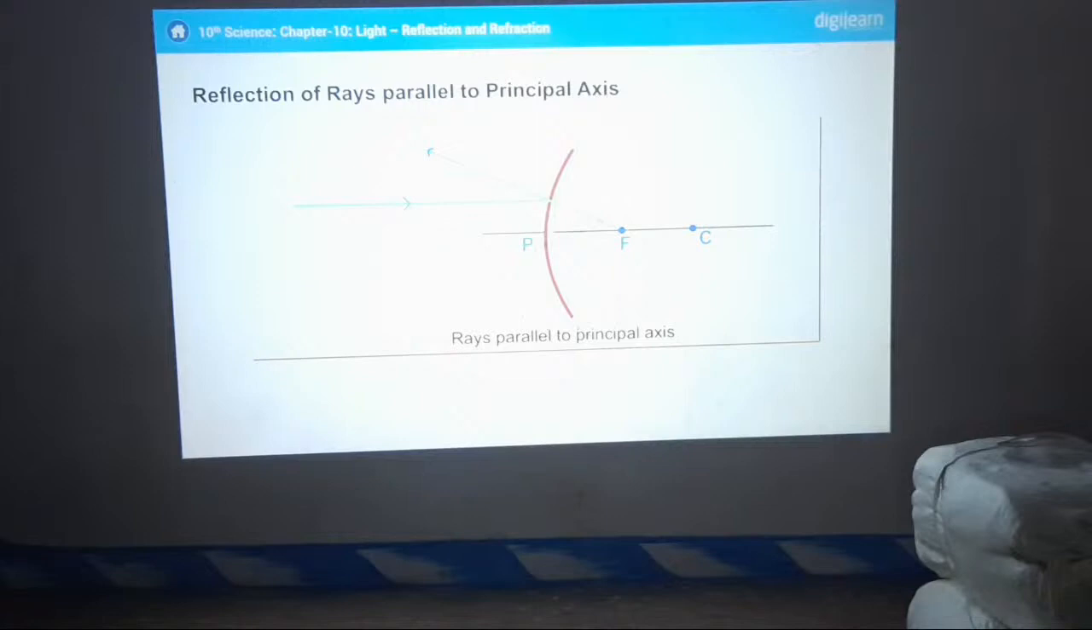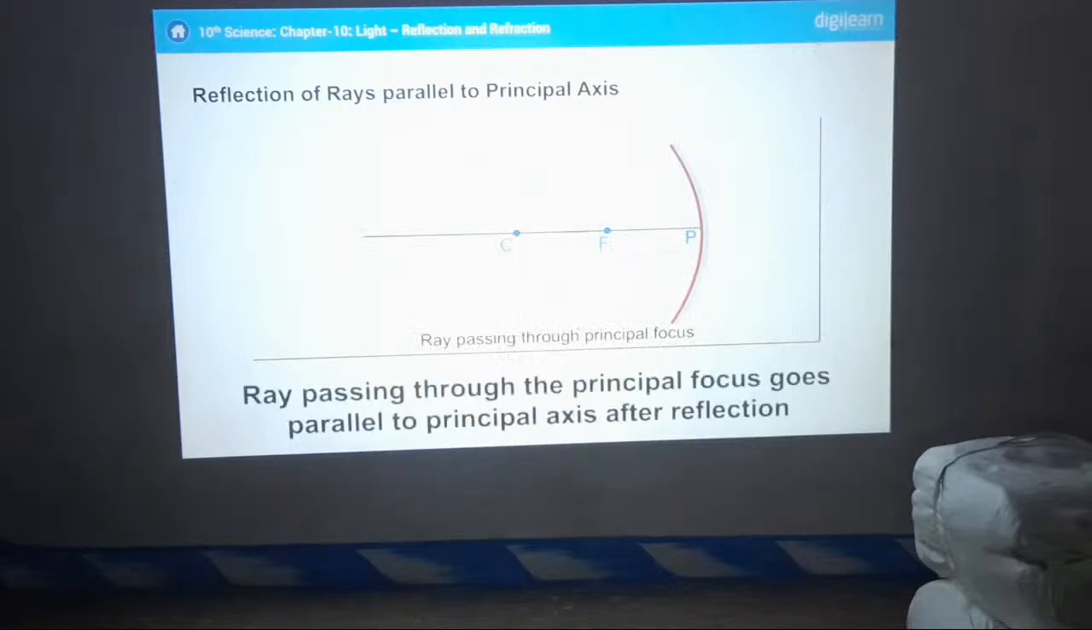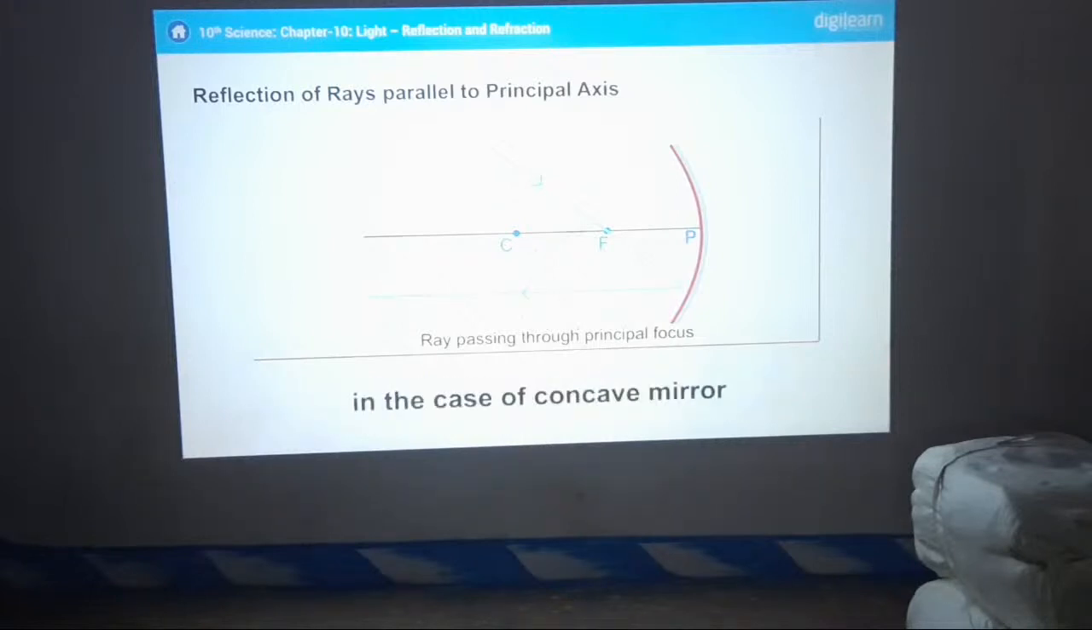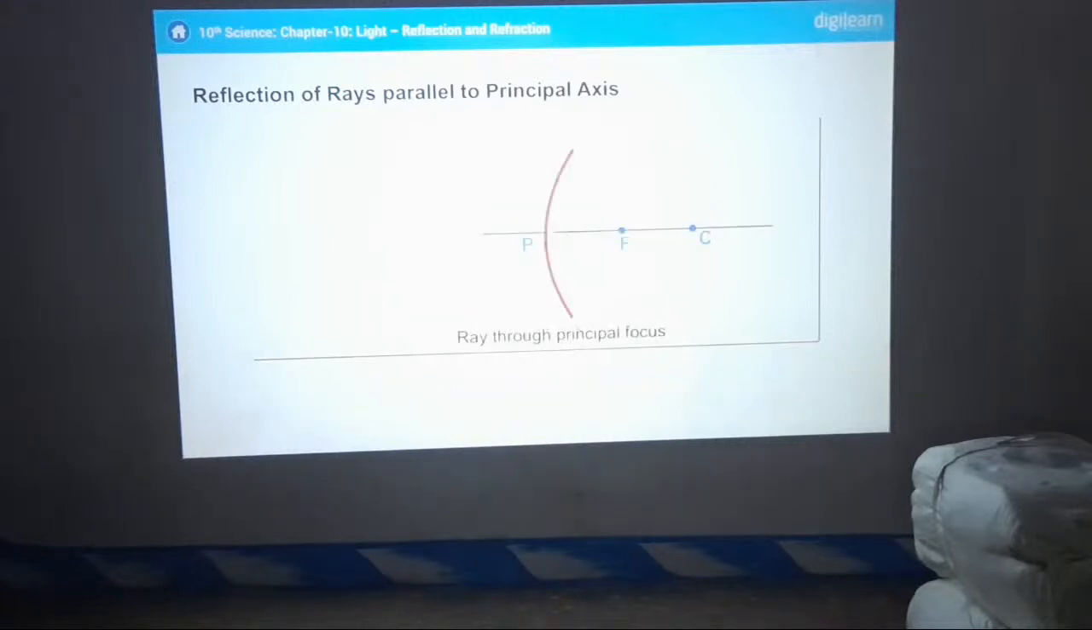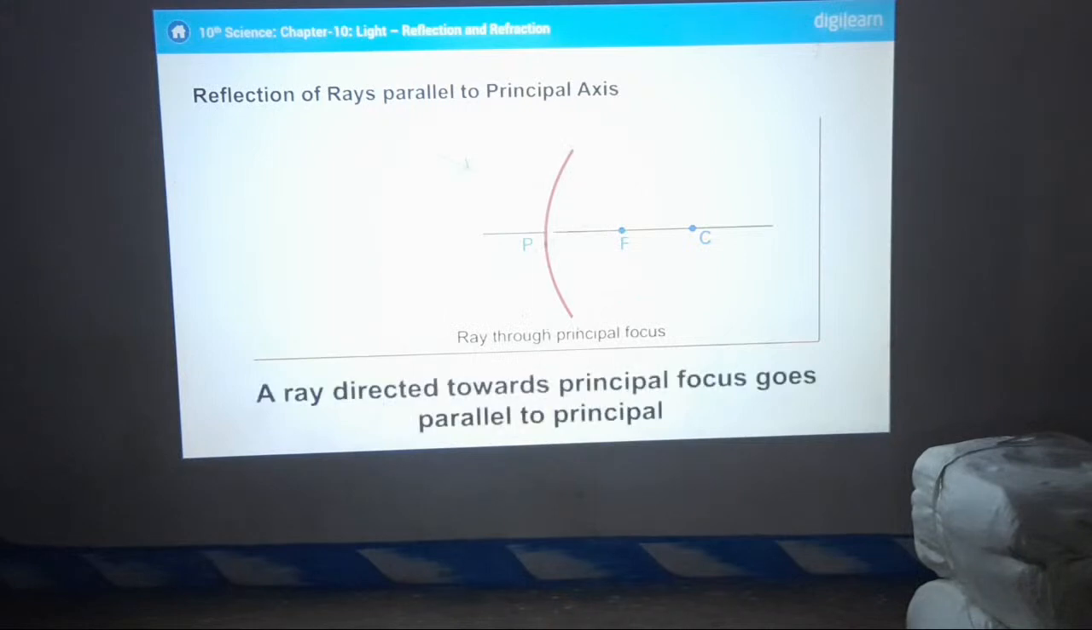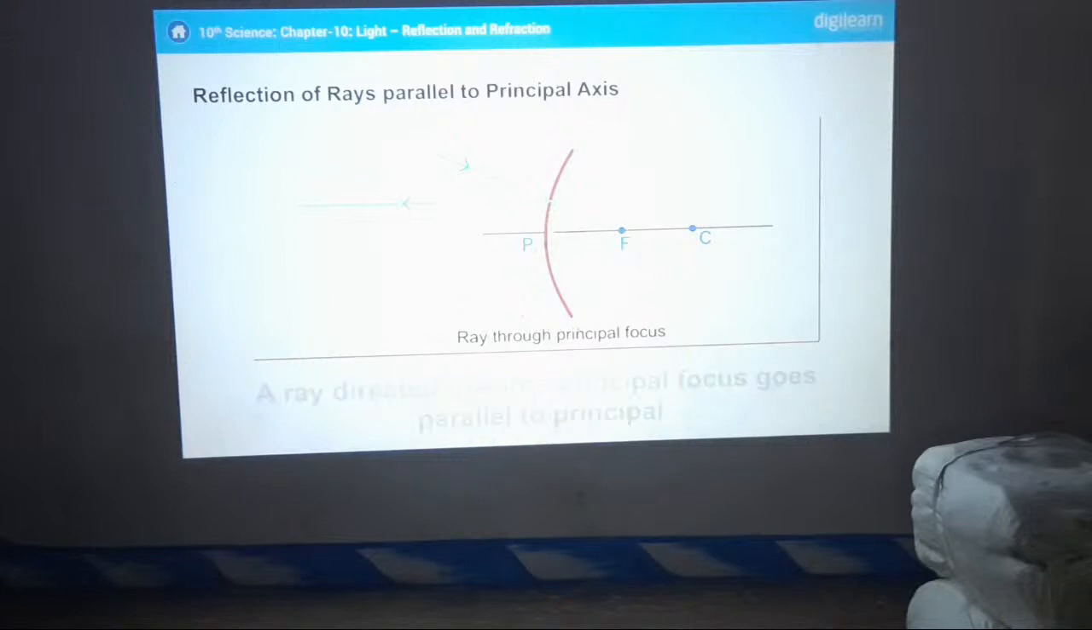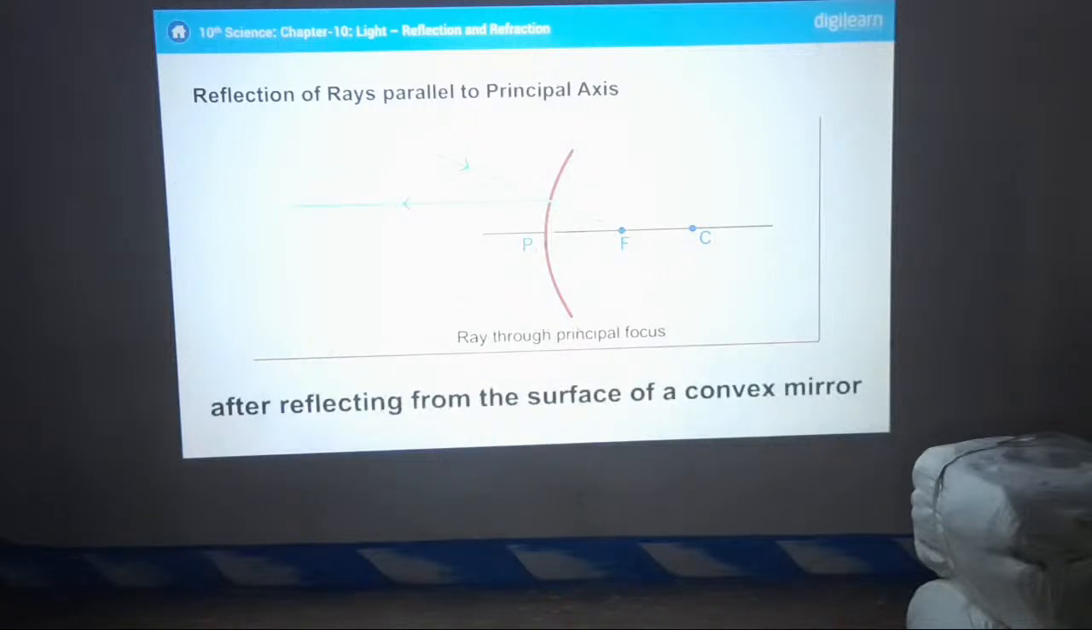Reflection of ray passing through the principal focus. In the case of concave mirror, ray passing through the principal focus goes parallel to principal axis after reflection. In the case of convex mirror, a ray directed towards principal focus goes parallel to principal axis after reflecting from the surface of a convex mirror.